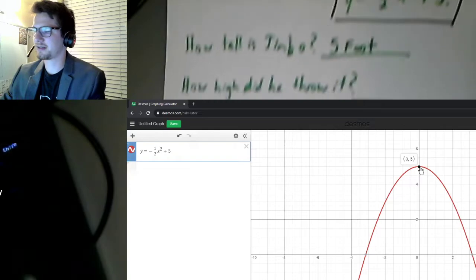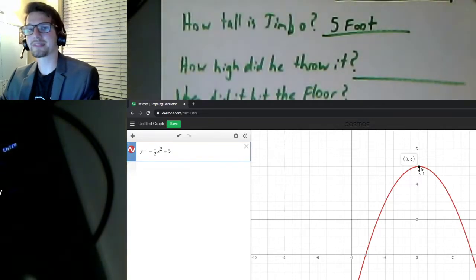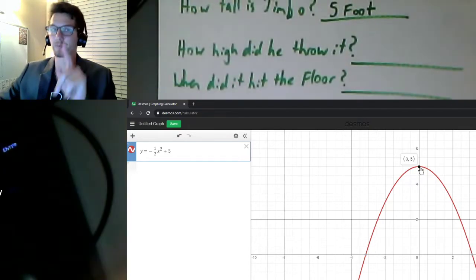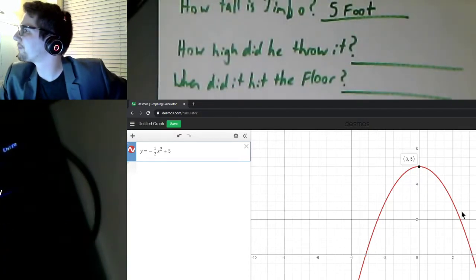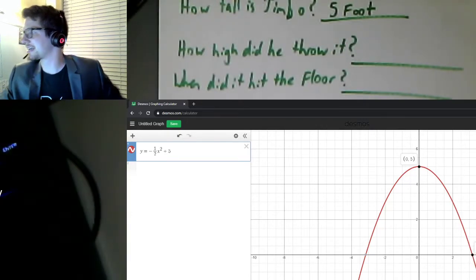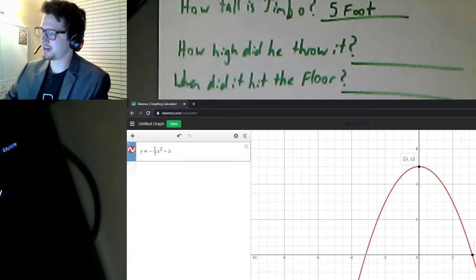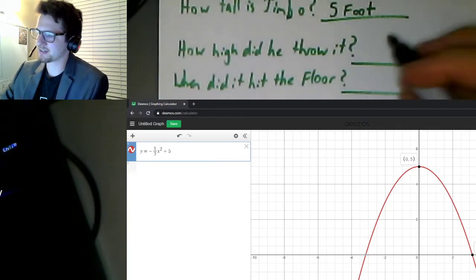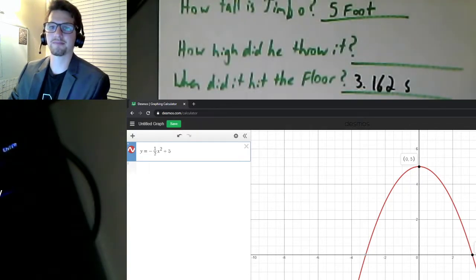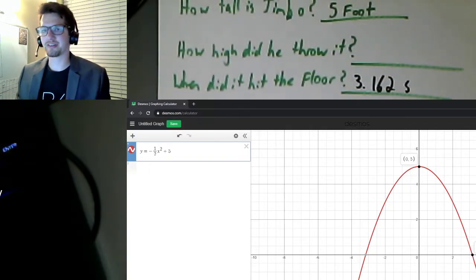How high did he throw it? We didn't do that yet. When did it hit the floor? We know how to do that. So I look at it and it hits the ground right there. The furthest right x-intercept is at 3.162 after that many seconds. So 3.162 seconds. All right, so new question.